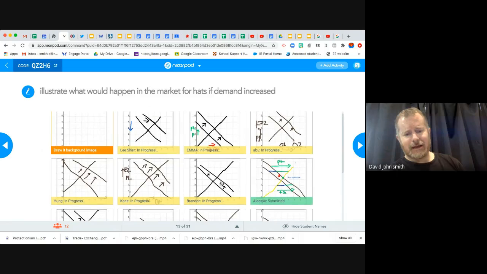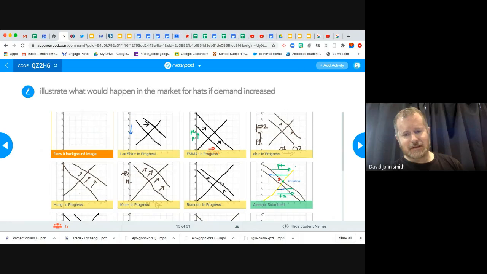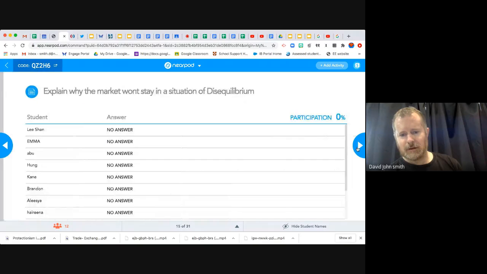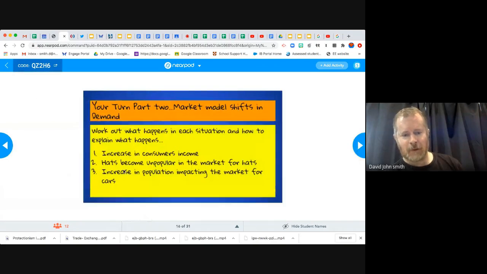Now, as you consider that, also consider the fact that demand curves could also shift, as we said, to the left. Hats become unpopular in the market for hats. So if hats are now less popular, there's that decrease in demand. So then we get to ask ourselves the question, what then happens to the equilibrium price and the equilibrium quantity?